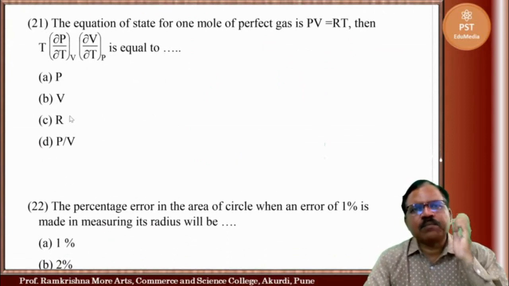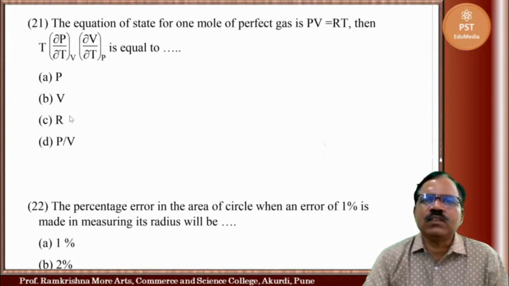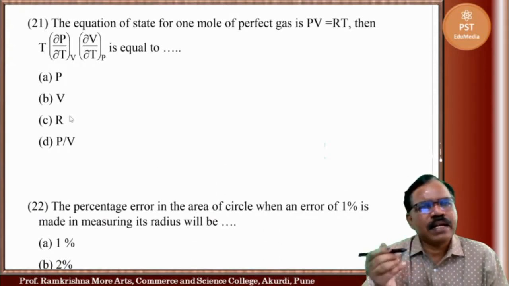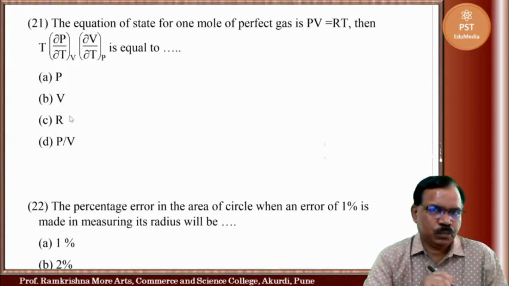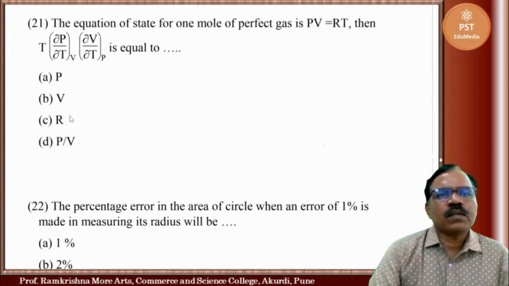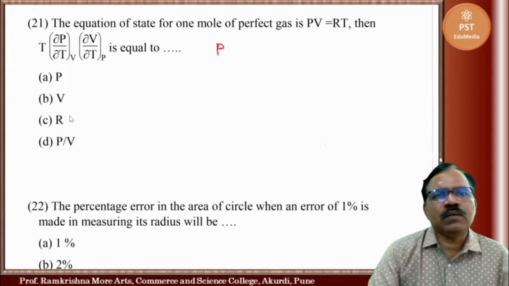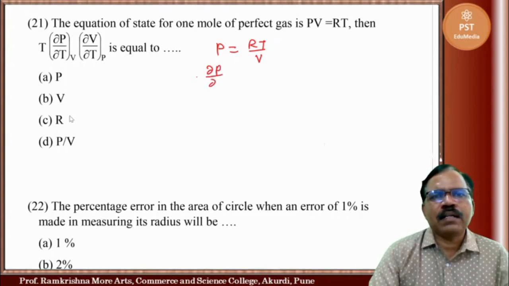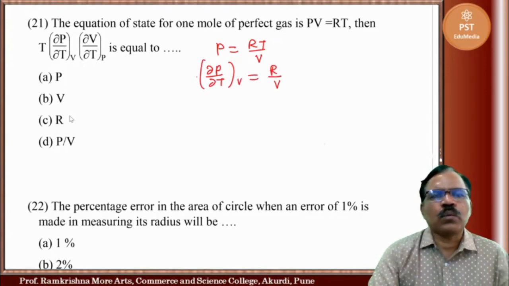The equation of state for 1 mole of perfect gas is PV = RT. Then T into ∂P/∂T at constant V multiplied by ∂V/∂T at constant P is equal to. So here first we will find P = RT/V. Now ∂P/∂T at constant V, if we differentiate with respect to T, we will get R/V.